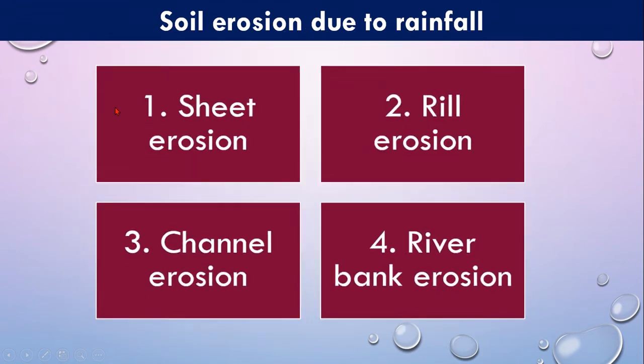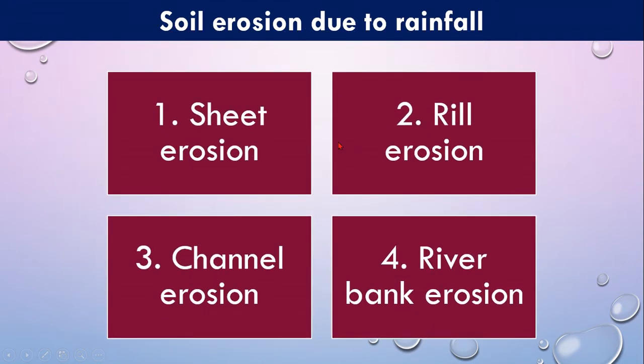This is the soil erosion due to rainfall, where you can see the first one is sheet erosion, the second one is rill erosion, the third one is channel erosion, and the last one is river bank erosion. All are natural soil erosion which occurs due to rainfall. Now I will explain all of these soil erosions.